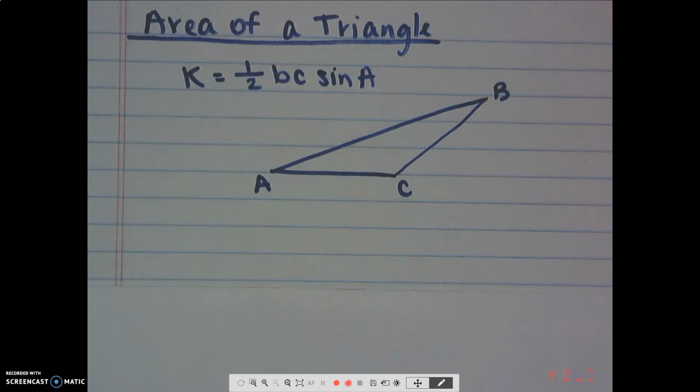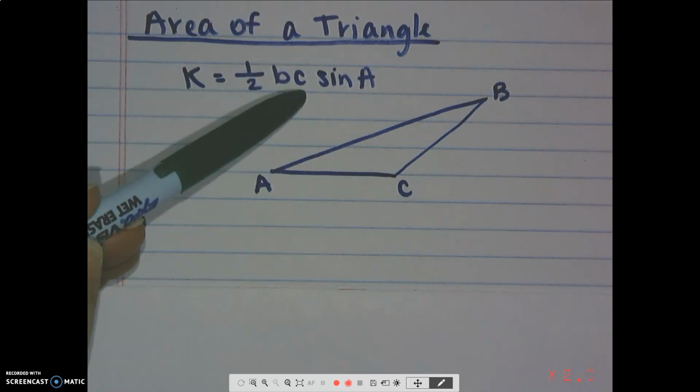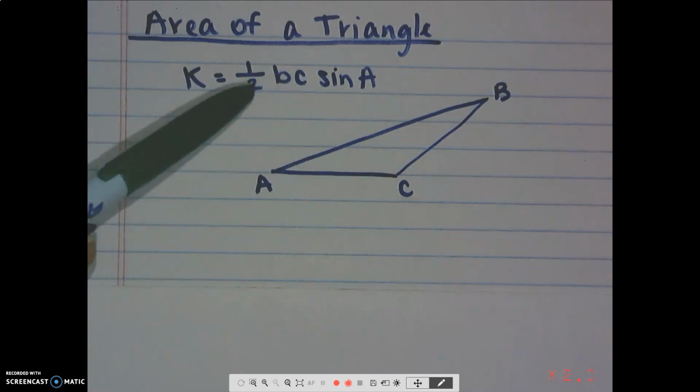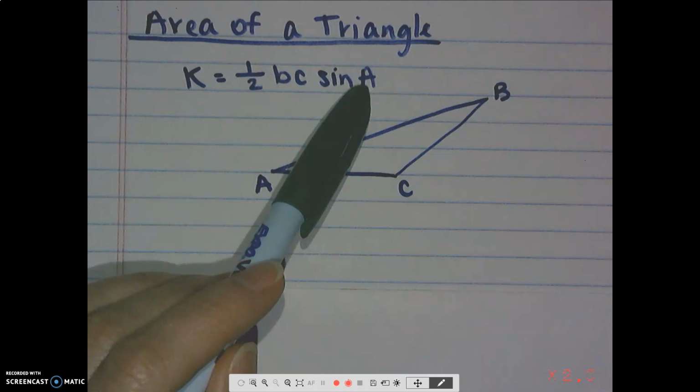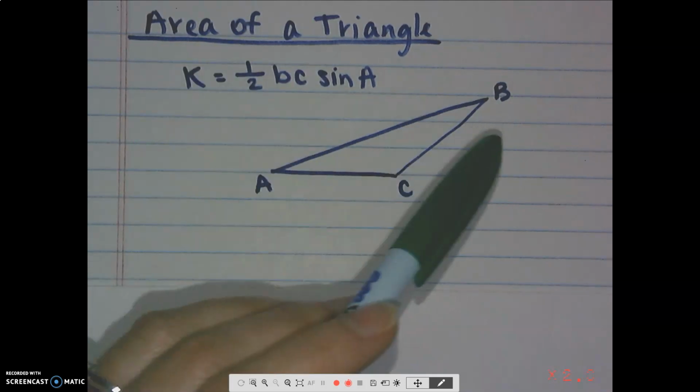Today we're going to talk about the area of a triangle. And here's our formula. So we have K equals 1/2 times side B times side C times the sine of angle A. So I used K here so that we don't confuse area with this angle A. Now keep in mind it's not always A, B, and C.